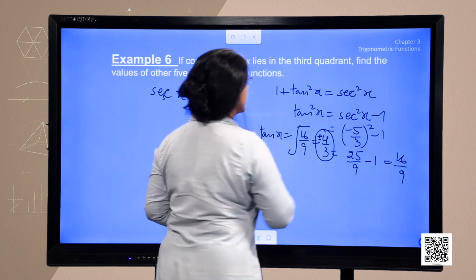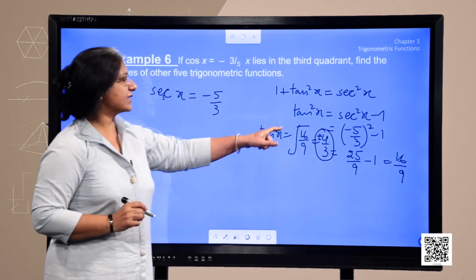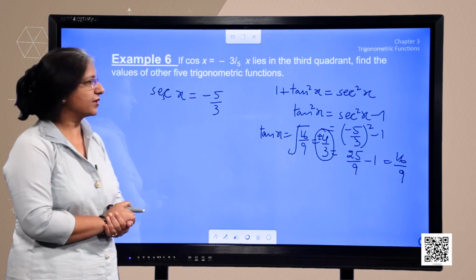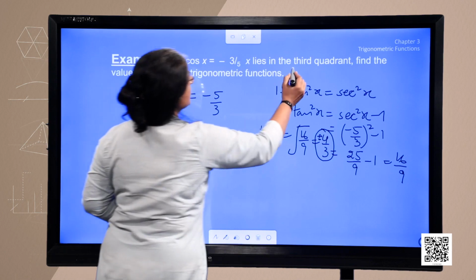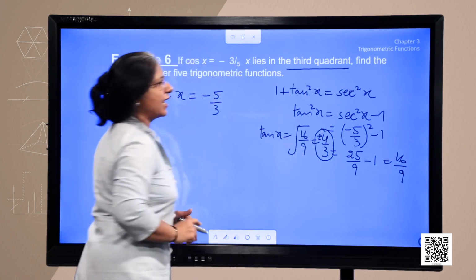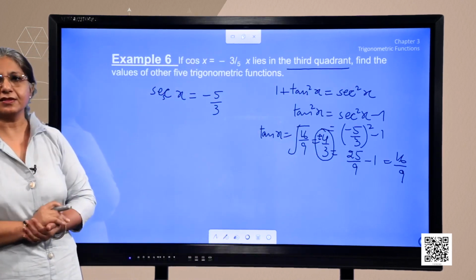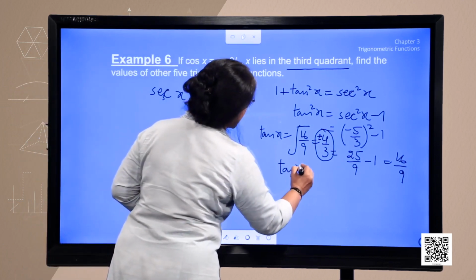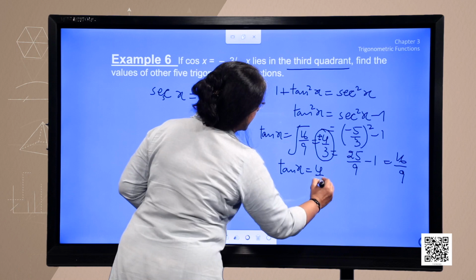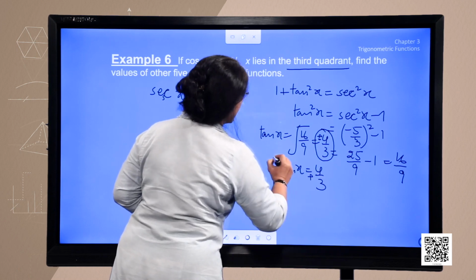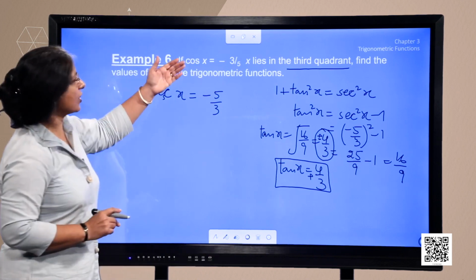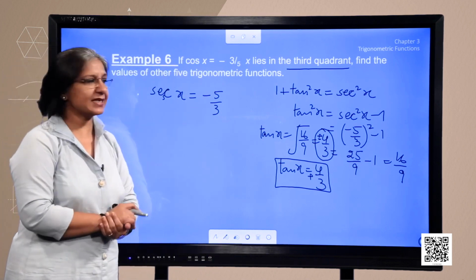Now, we need to decide whether tangent x is plus 4 by 3 or minus 4 by 3. The question says it is in the third quadrant, and tangent is positive in the third quadrant. Therefore, we will take the value of tangent x as plus 4 by 3, and minus will be ignored. Now, we have the values of cos x, tangent x and secant x.